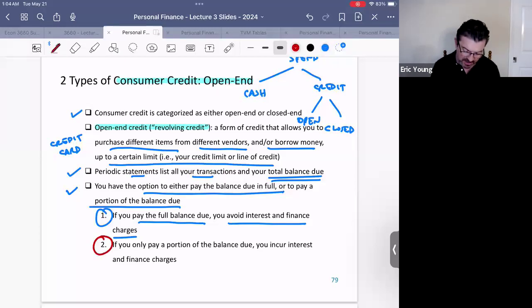If, on the other hand, you decide to only pay a portion of the balance due, then, my friend, you will have to pay interest and finance charges and bear that opportunity cost. The obvious takeaway is don't charge a lot and pay your balance in full.